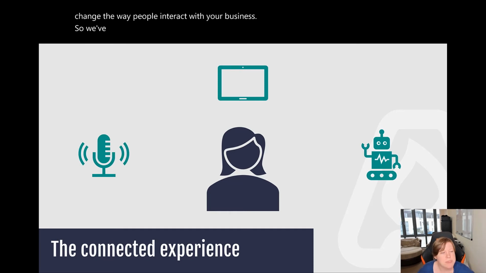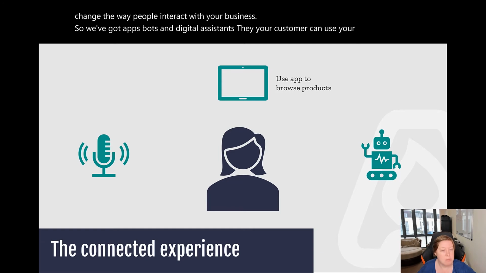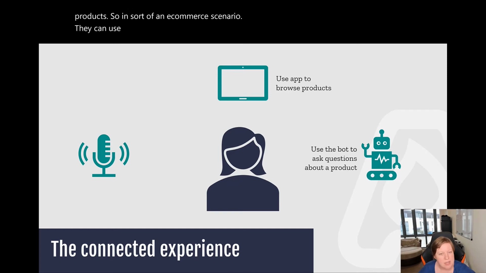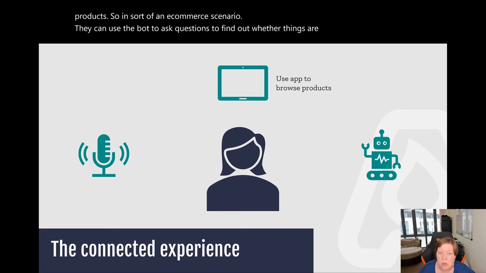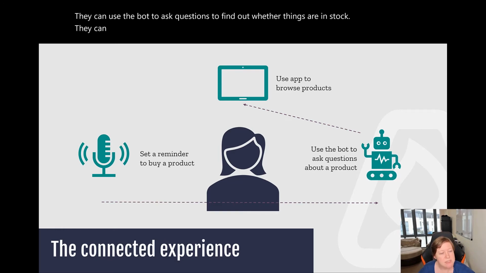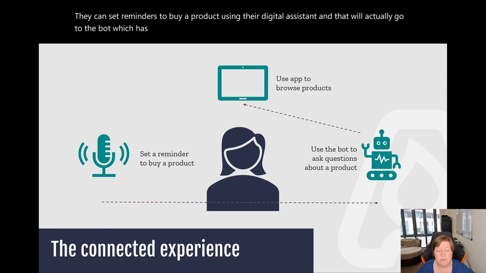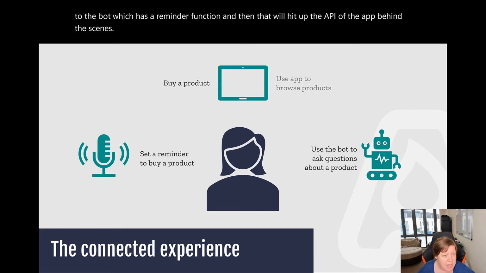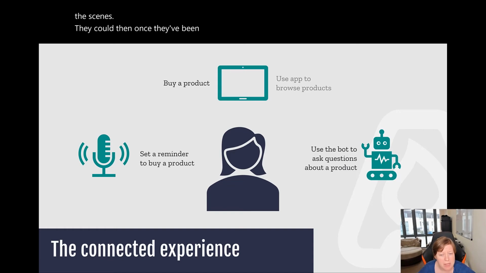So we've got apps, bots, and digital assistants. Your customer can use your app to find products, in sort of an e-commerce scenario. They can use the bot to ask questions to find out whether things are in stock. They can set reminders to buy a product using their digital assistant, and that will actually go to the bot, which has a reminder function, and then that will hit up the API of the app behind the scenes. They could then, once they've been reminded, go and buy a product.